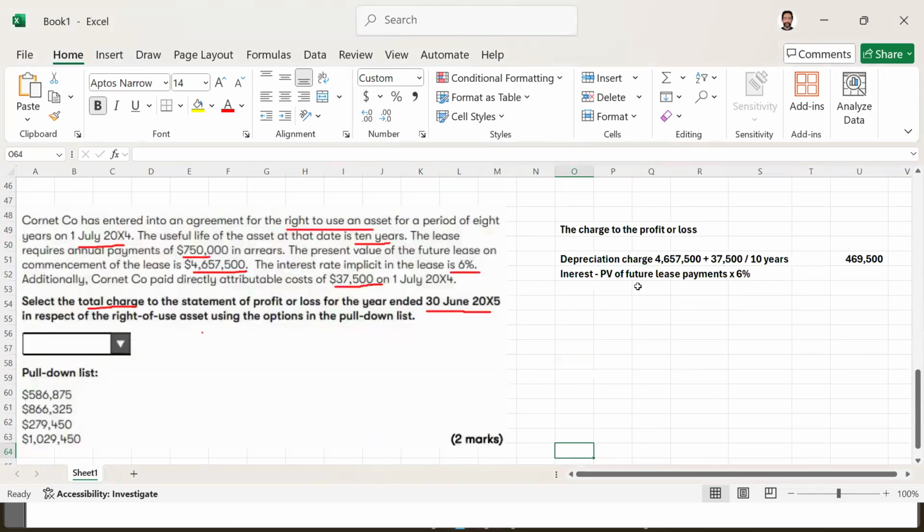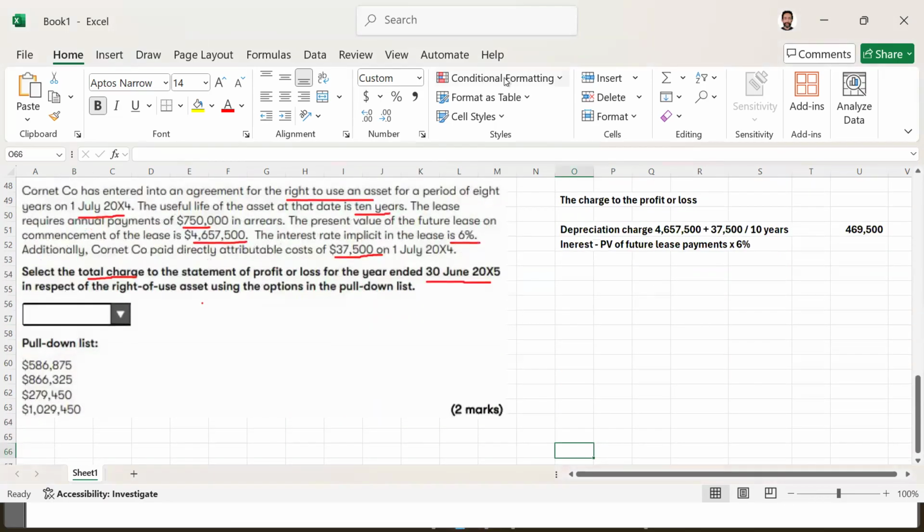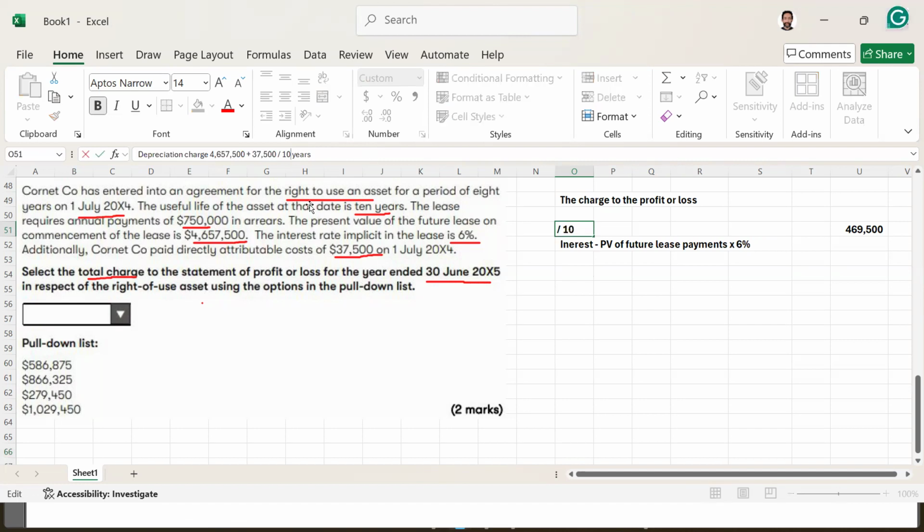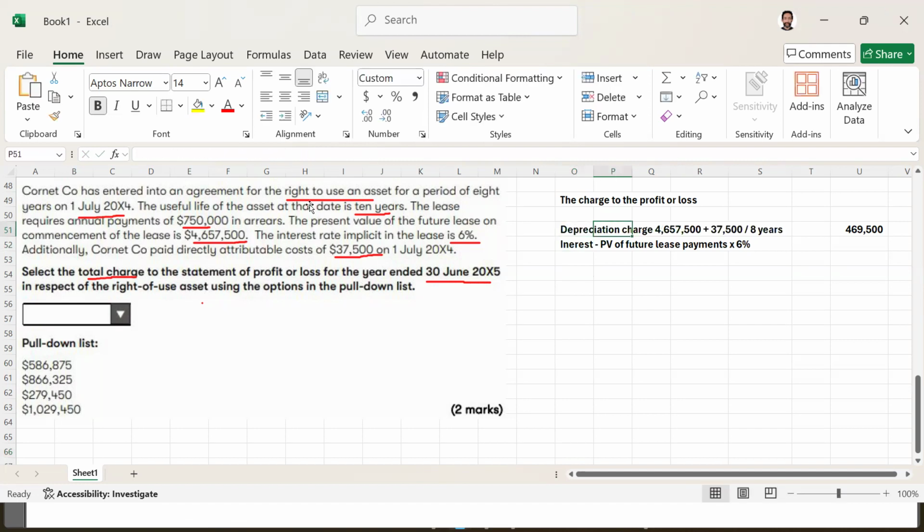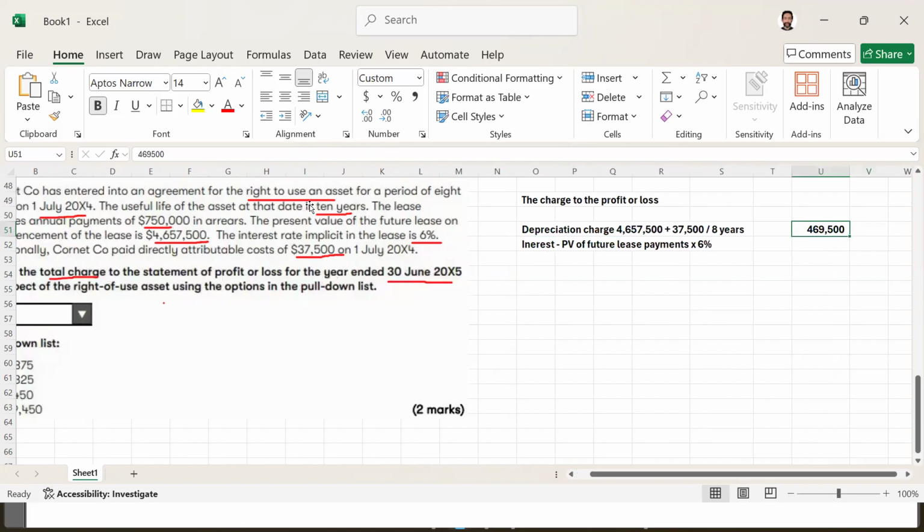This is a 5-year period. Okay, I'm just looking at the requirement. So here we go. The useful life of the asset is 10 years, and the present value. Yeah, the period is 8 years. Yes, you're right. We're going to use this 8 years. Yes, thank you for identifying. I missed it. So we calculate the value again.